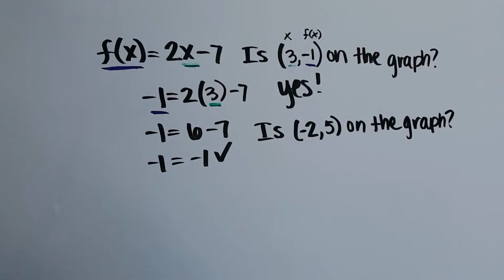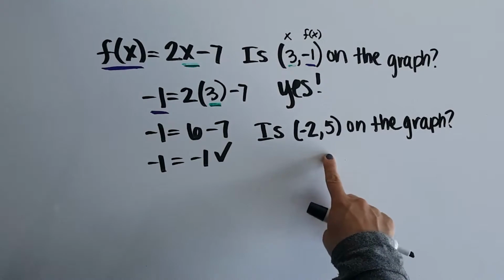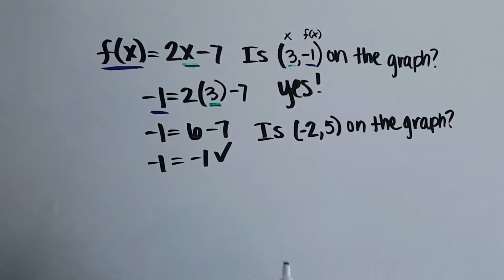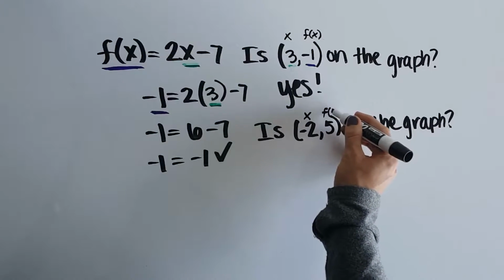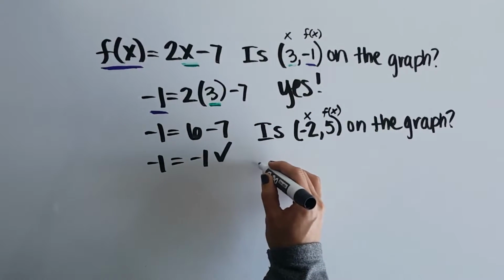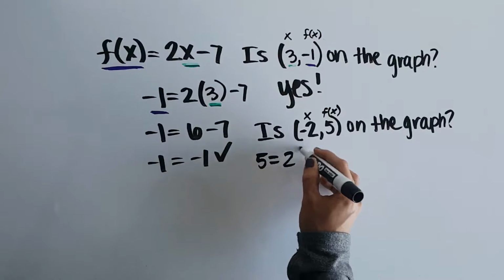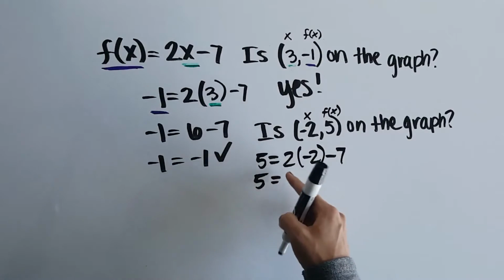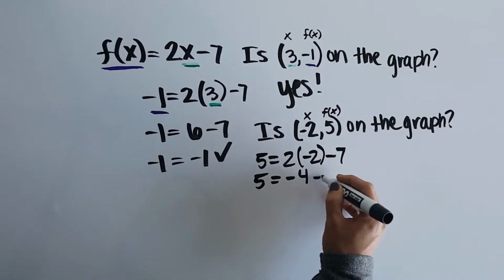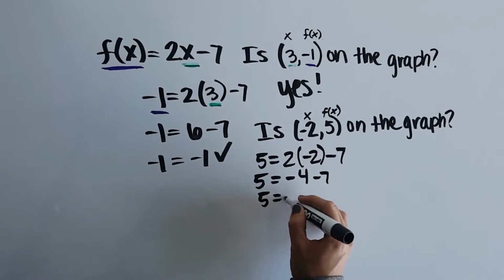Now we're going to check to see if (-2, 5) is on the graph. Again, we're going to substitute negative 2 in for x and 5 in for our f of x, because that's our output. So 5 is equal to 2 times negative 2 minus 7. 2 times negative 2 is negative 4, minus 7 is negative 11.